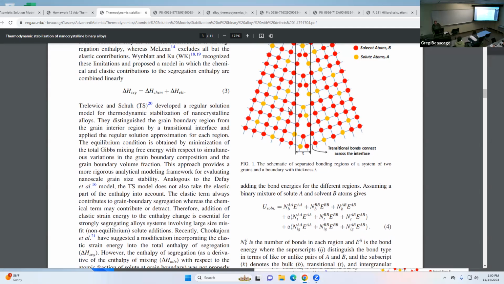And for each one, you count how many atoms of A, how many atoms of B, and then how many AA bonds and BB bonds and AB bonds in each of them, right? So how many of those and the energy of those. And the energy of an AA bond, if it's in the interfacial or in the transitional region, is going to be alpha times the energy in the bulk. So this alpha allows you to have different bonding. Alpha is a garbage can. It can be anything. It's whatever the difference is between the interfacial and the bulk. Alpha is usually going to be less than 1 in this system, right?